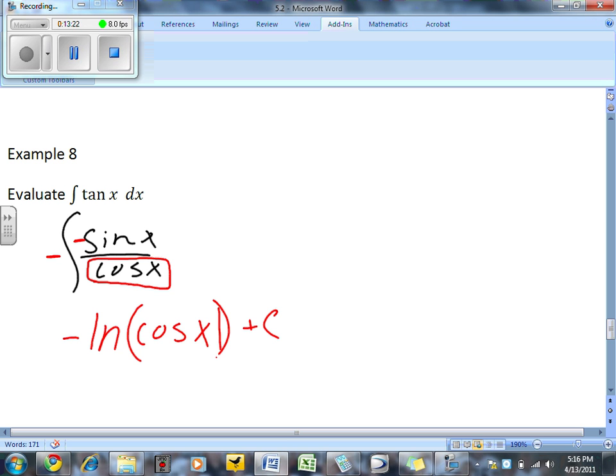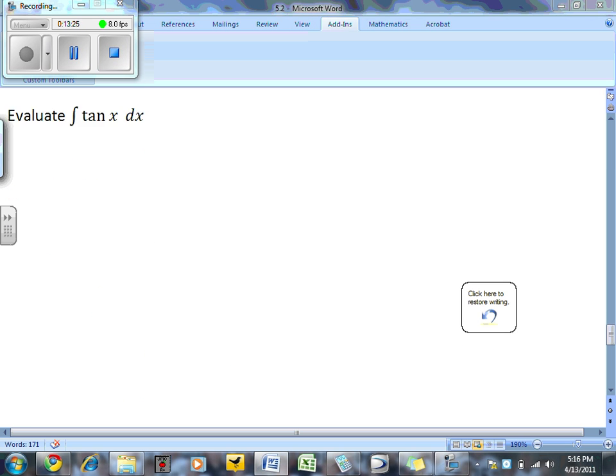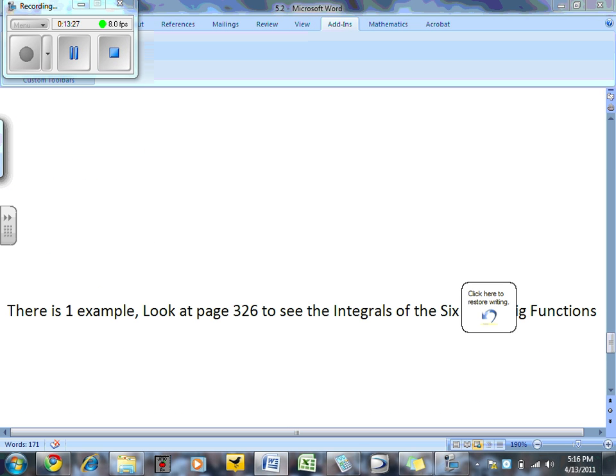All right, and for more information on those, there's 6. I just want to show you how they get that, but there's an example. There should say there's more examples on page 326 to see the integrals of 6 basic trig functions.